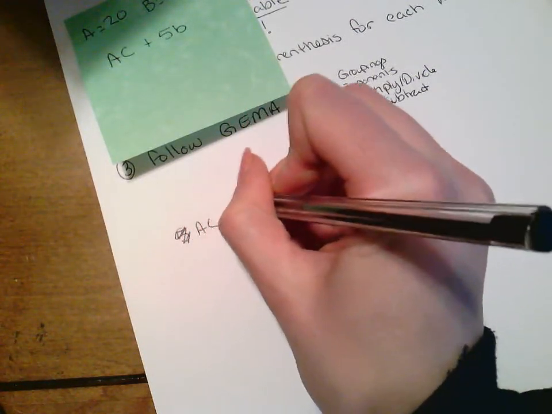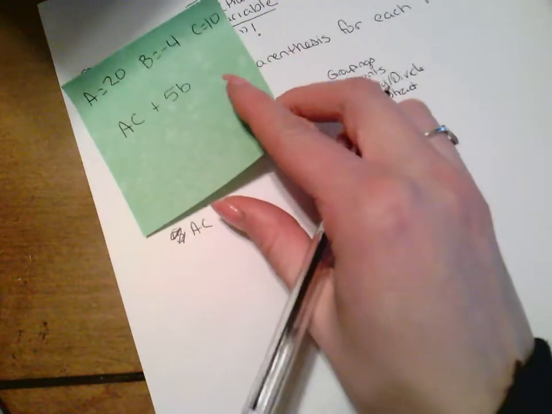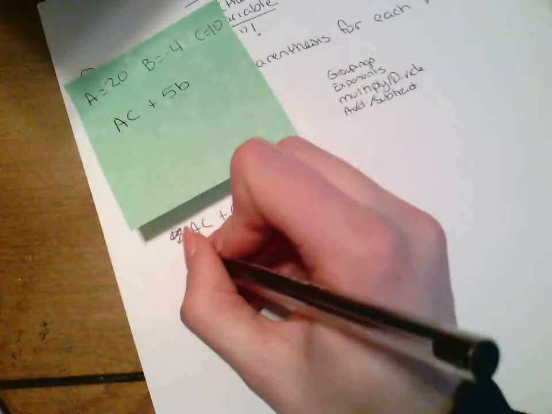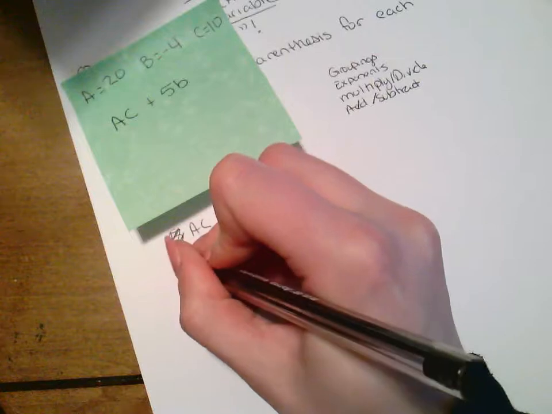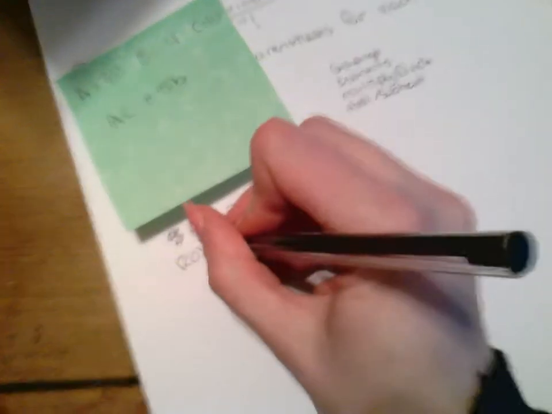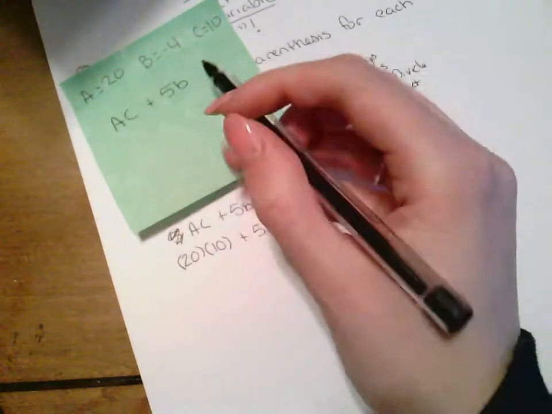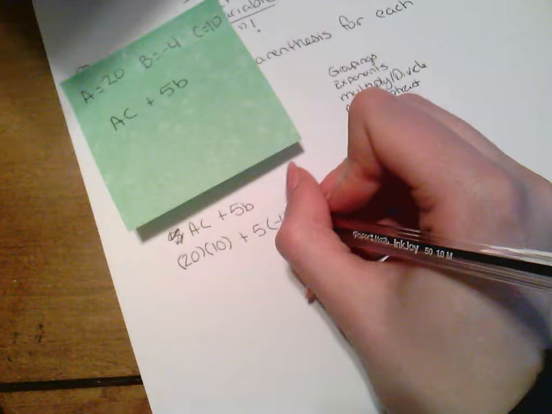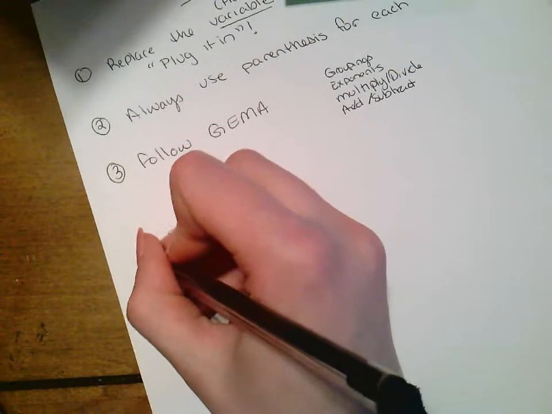So I will write the expression one more time for us to look at on our page. AC plus 5B. So again, A, I see on my sticky note, A is 20. So I am going to have 20. I remember to put it into parentheses times C, which is 10, I'm going to put that into parentheses, plus 5 times my B, which is -4 in parentheses. So now I can begin to solve this. Remember, we are following GEMMA.